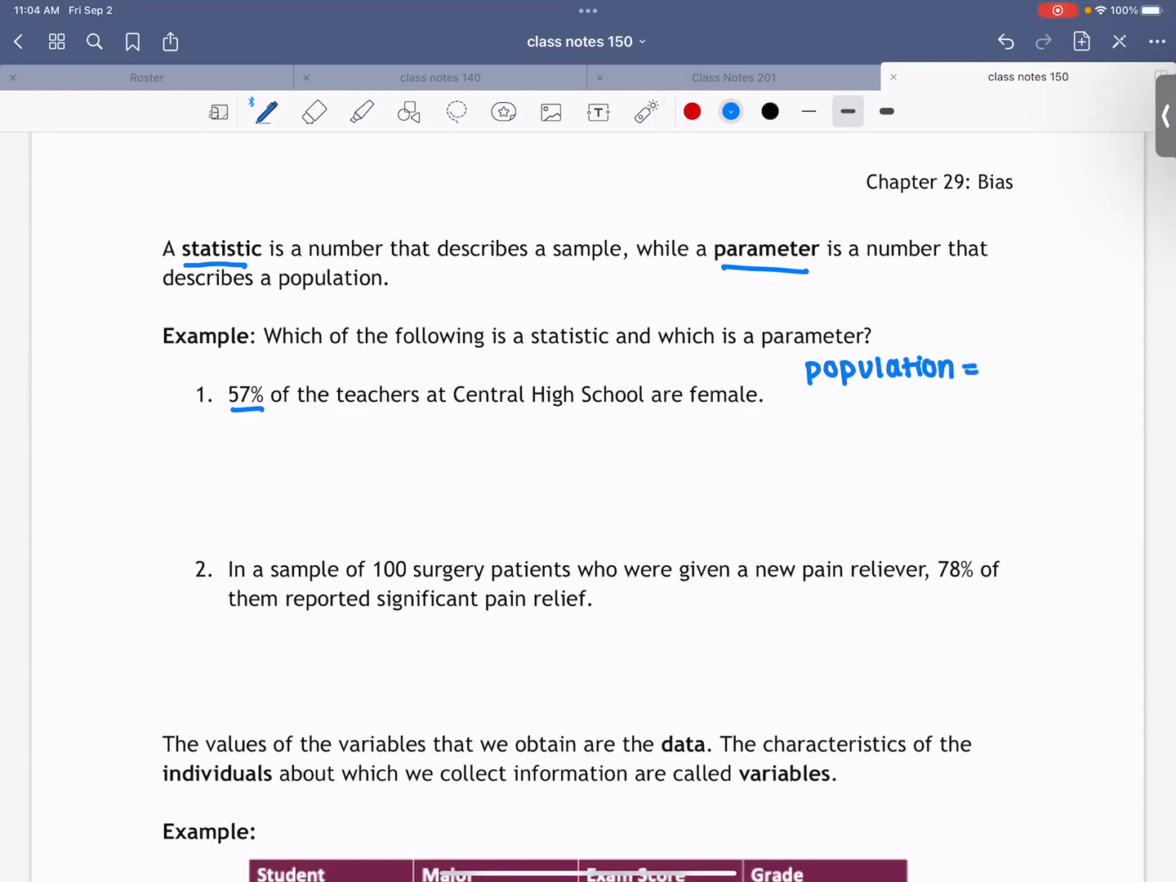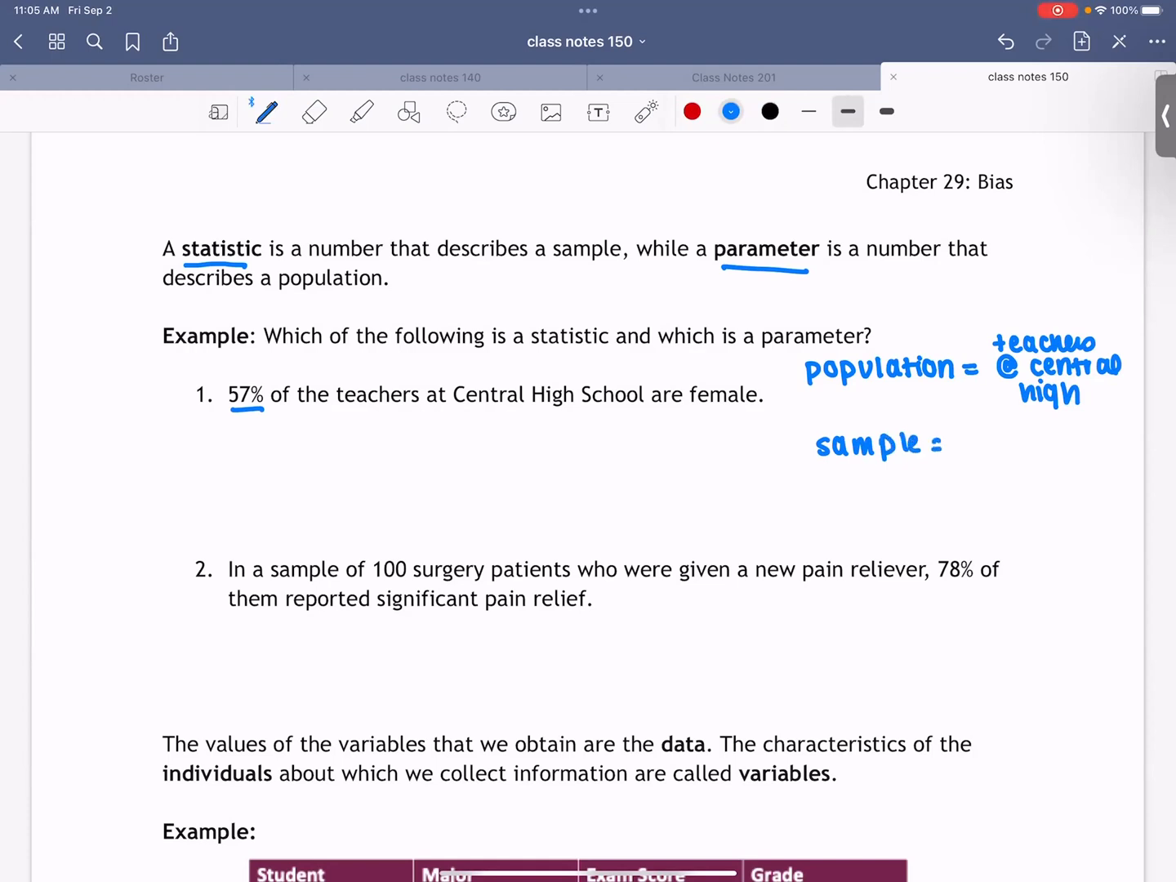Okay, what is the population? Oh, in this case, Ashley. Teachers at Central High. Perfect. The teachers at Central High School. That's the people that we're interested in. Now I can write what the sample is. Oh my gosh, I can't spell sample.